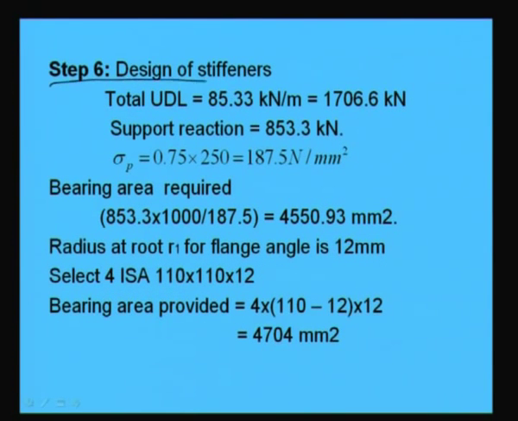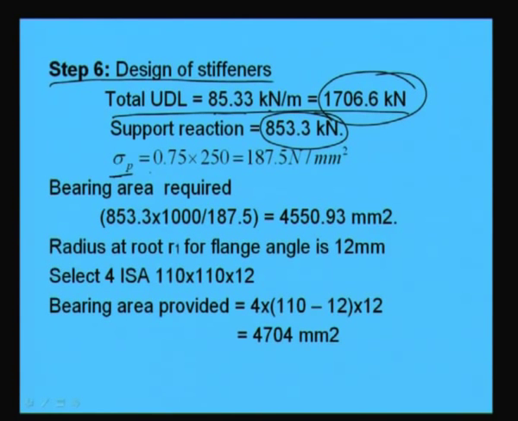Next, we will go for design of stiffener. This is the last step. So, as you know, UDL load we have already including self weight, that is 85.33 kilonewton per meter. Then total load will become this, and support reaction as we have calculated earlier. So, sigma p will become 0.75 into Fy, that is this. So, bearing area can be found from this equation, that is 853.3 into 1000 by 187.5, because this is the sigma p, right.